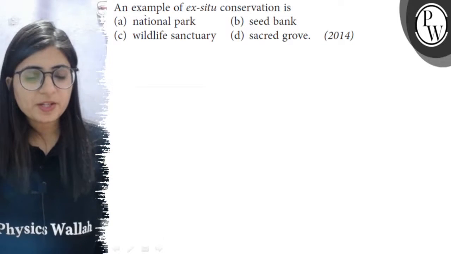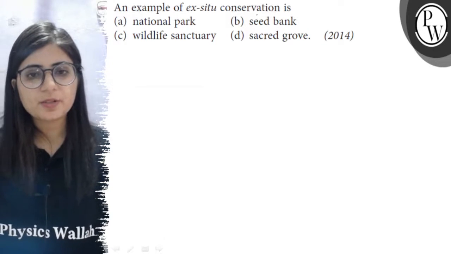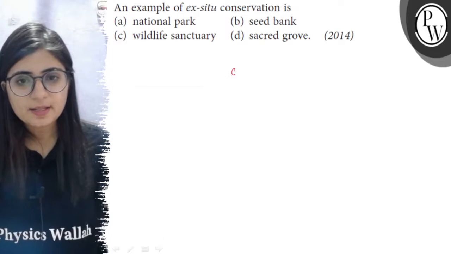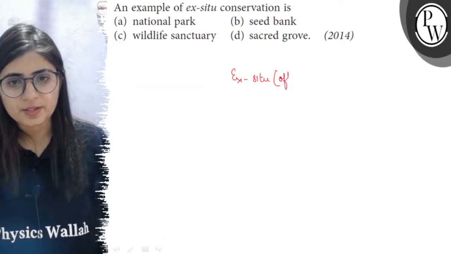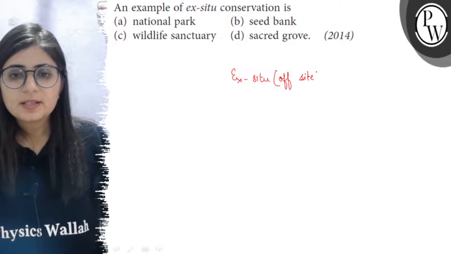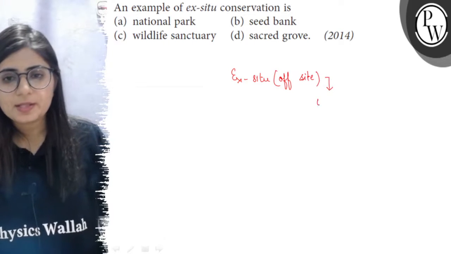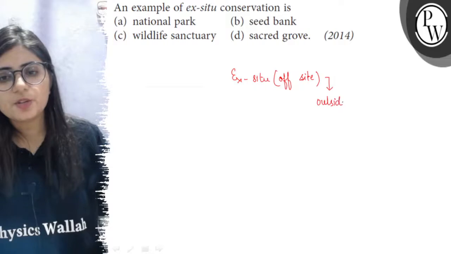Hello बच्चों, the question is: an example of ex-situ conservation is. So ex-situ conservation is also known as off-site conservation. It is the conservation of organisms outside their natural habitat.